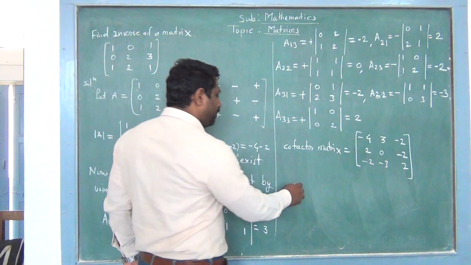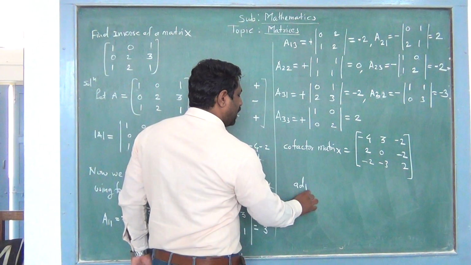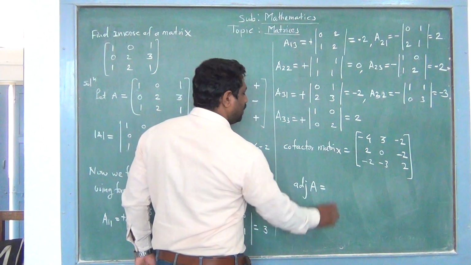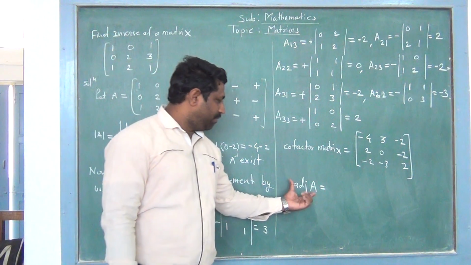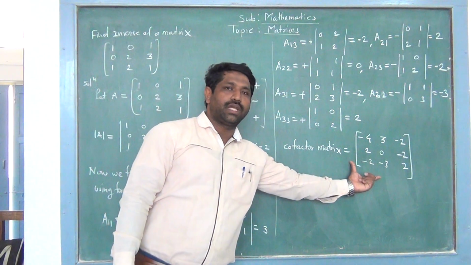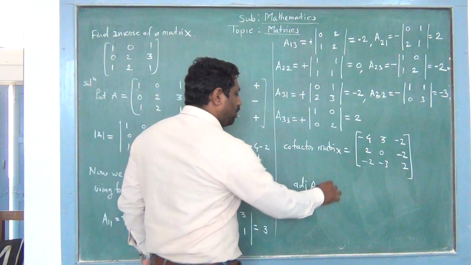Now adjoint of A. Adjoint of A is nothing but the transpose of the cofactor matrix. Adjoint of A कसं काढायचं? तर या मॅट्रिक्सचा ट्रान्सपोज घ्यायचे, रोचे कॉलम करायचे किंवा कॉलमचे रोज.